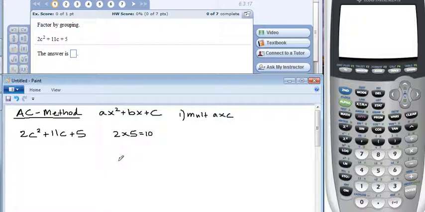Now, we want to make factors of this number, just like before. Okay, so what makes a 10? Well, 1 times 10 and 2 times 5 makes 10, right? That's it.